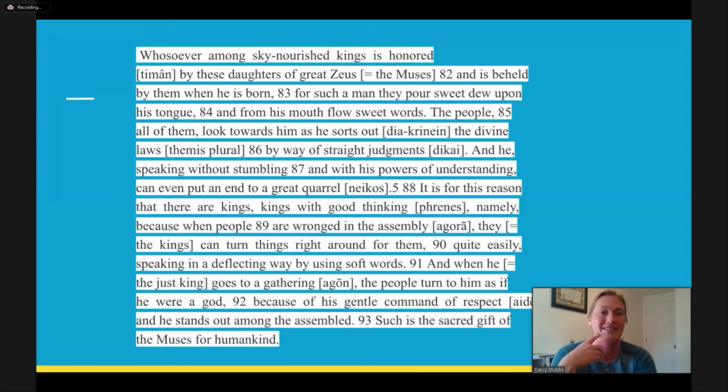So what do you guys think? Why do you think Calliope is such an important muse to humans?